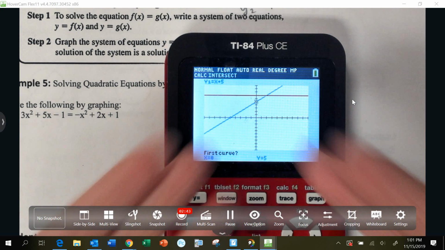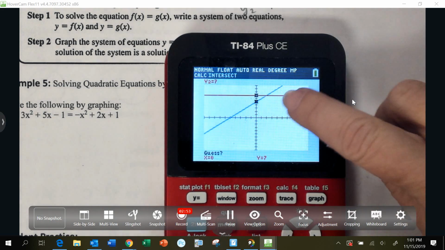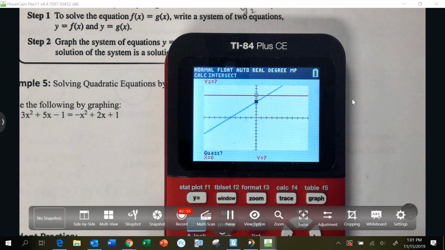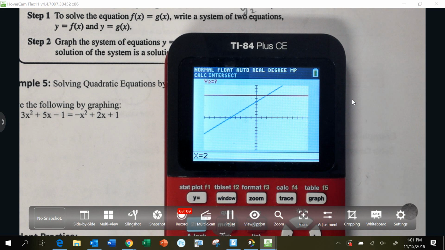I want to find the intersection between my blue graph, and it is on the blue graph, so I'm going to hit enter. And then the red graph, and it is on the red graph, so I'm going to hit enter. And then guess. Would you say x equals 2 looks close? So I'm going to choose 2 and hit enter, and it tells me where they cross.